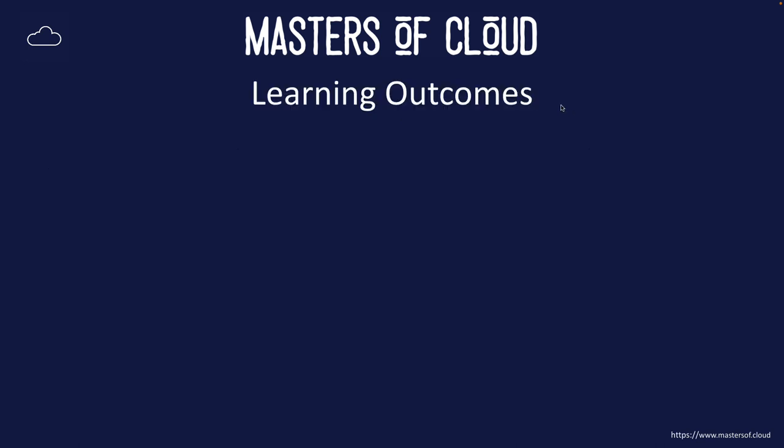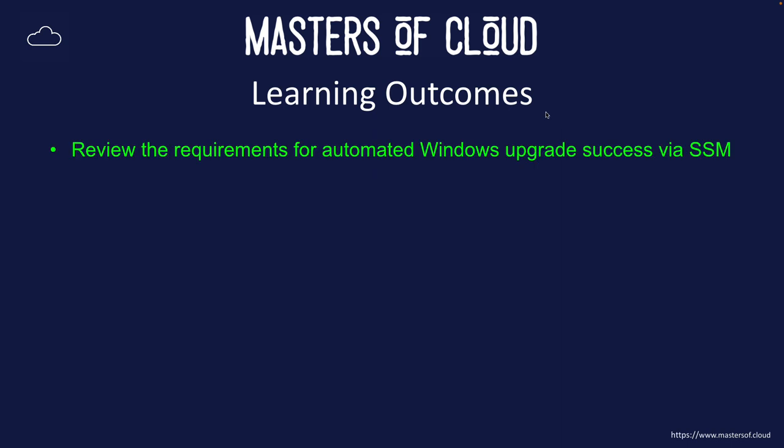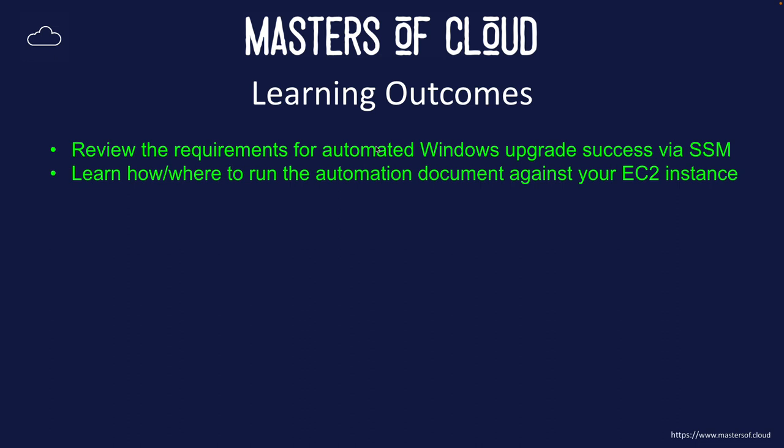So there's a couple of learning outcomes for this super quick video. First and foremost, we're going to review the requirements for automated Windows upgrades to ensure they're a success when you do it via Systems Manager or SSM. We're going to learn how and where to run the automation documents against your EC2 instances. You won't be surprised, of course, to hear that that is in the SSM console.